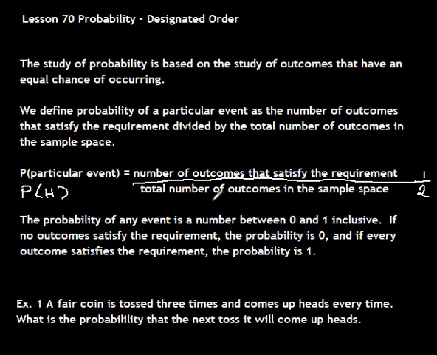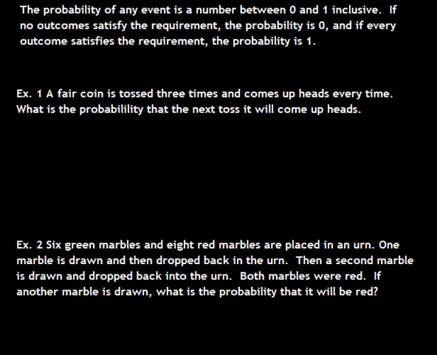If you have a coin that has 2 heads on it, the number of outcomes that satisfy the requirement would be 2 out of 2, so it would be 1. So probability is always going to be between 0 and 1. Most likely it's going to be a fraction. Let's start out with our coin problem.